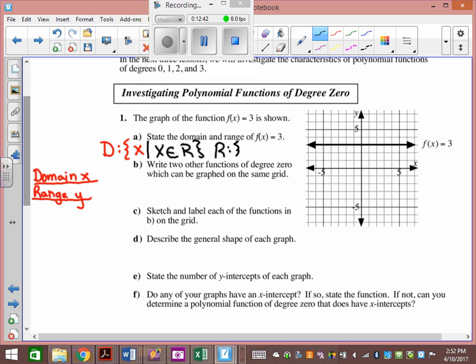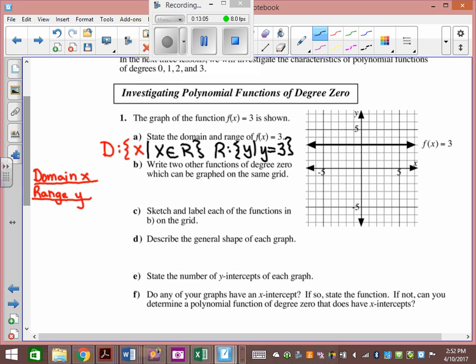So it's going to be squiggly bracket y such that y equals 3. That's it. That's the only y value on that graph, the horizontal line going through all the 3s. So constant functions always have a range at y equals whatever the constant is.